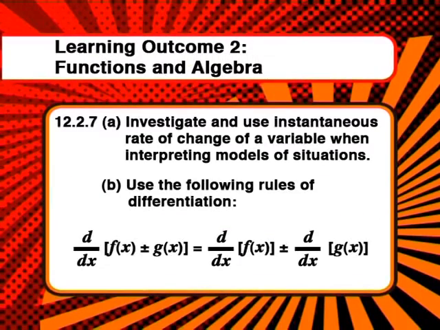Learning Outcome 2, Functions and Algebra, 12.2.7. A. Investigate and use instantaneous rate of change of a variable when interpreting models of situations.